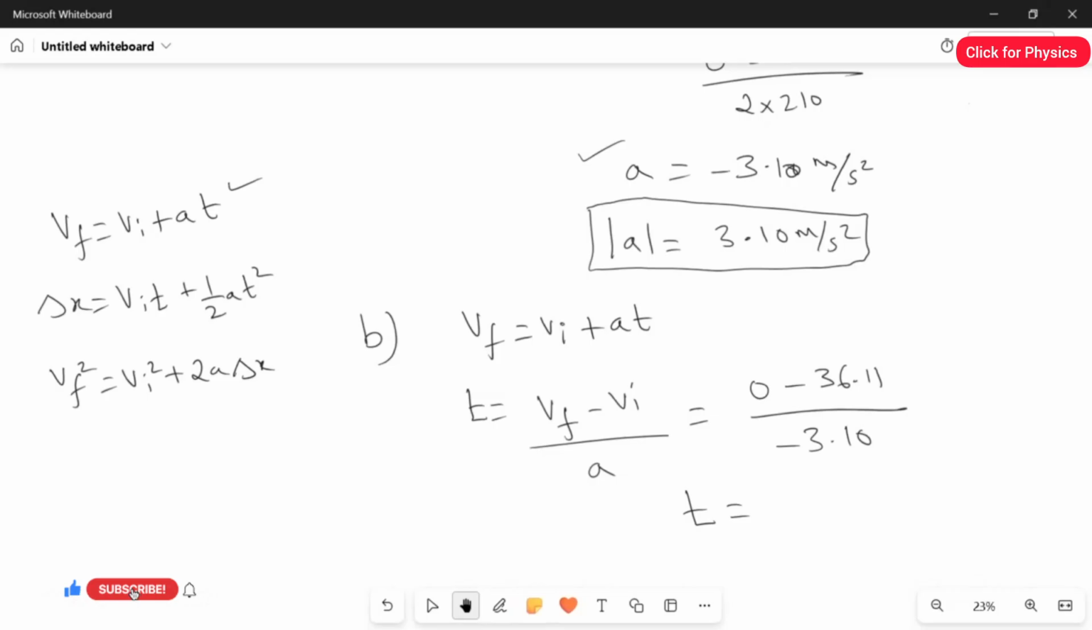So 36.11 divided by 3.10, I got the answer as 11.648 seconds. If you round it to two digits after the decimal, t equal to 11.65 seconds. So this is the answer for the second part. That's it. Thank you.